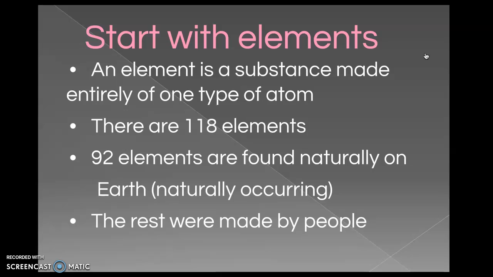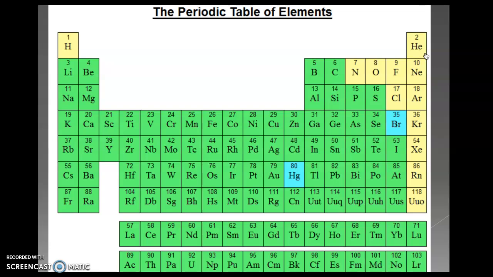So elements are substances that are made up entirely of one type of atom. There are 118 of them, and 92 of them are found naturally occurring on Earth, and the rest of them are made by people. And so maybe you've seen the periodic table of elements. These are all of the different elements that exist on Earth, in the universe that we know of, in fact. And all of these elements combine in different ways to make everything that we know. And so depending on how many of each and the ratios and which ones are combined, that's what makes up everything that exists.